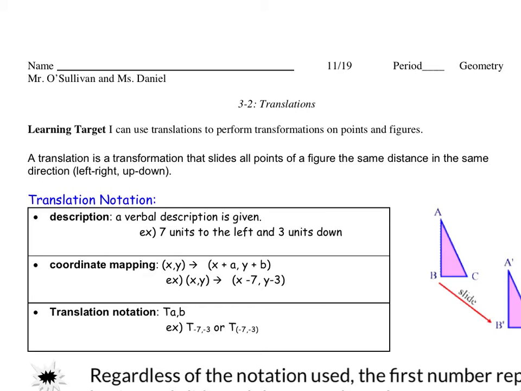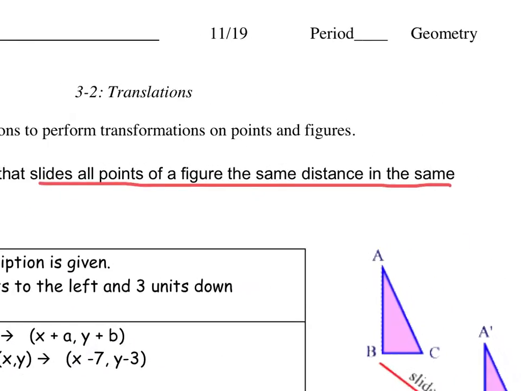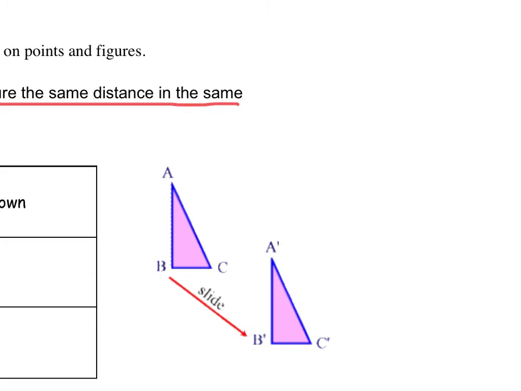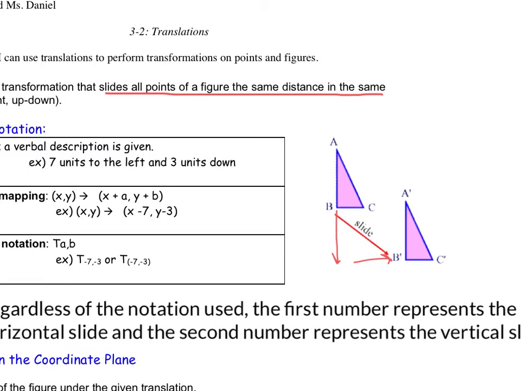So please know a translation is simply a transformation that slides all points of a figure the same distance in the same direction. So I'm going to be going left to right and up or down. If I look at my image over here, I started with triangle ABC and then I slid it down and to the right to get triangle A prime, B prime, C prime. And remember, whenever we transform a figure, we always have to use our prime notation. The more primes it has, the more transformed it is.